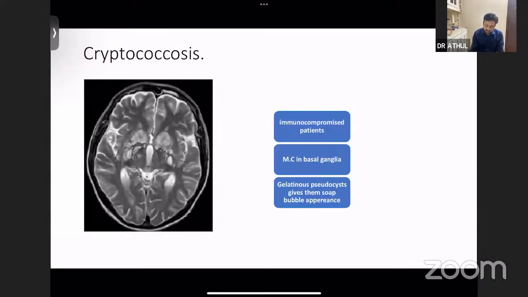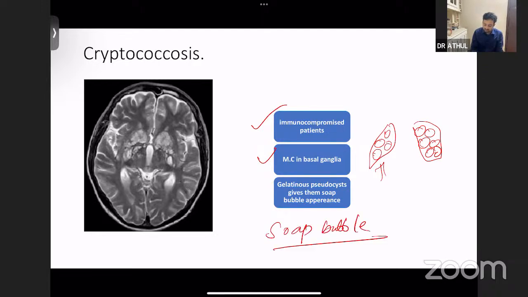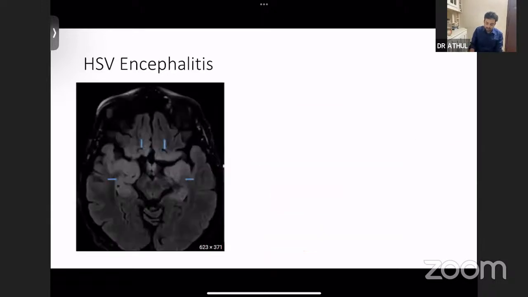Then cryptococcosis is very easy. It is also seen in immunocompromised patients, usually in the basal ganglia. See, what happens is this basal ganglia will be filled with multiple cysts. What happened? It is not cyst, it is pseudocyst because of the gelatinous capsules of the cryptococcus. You know, the cryptococcus is having this gelatinous capsule. You will use some India ink or some dye for that. You all know those microbiological parts. But for radiology, you will be seeing soap bubble appearance. Very easy. Okay, there will be multiple soap bubbles, but cryptococcus will be having soap bubble appearance in brain parenchyma. Okay, I think it is very easy.